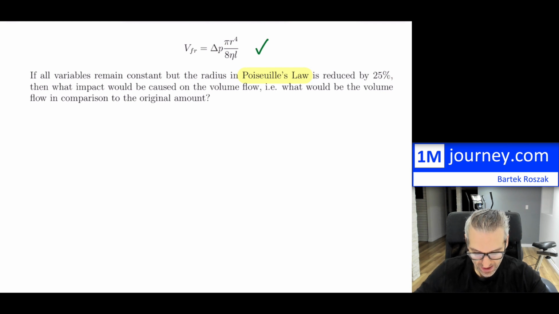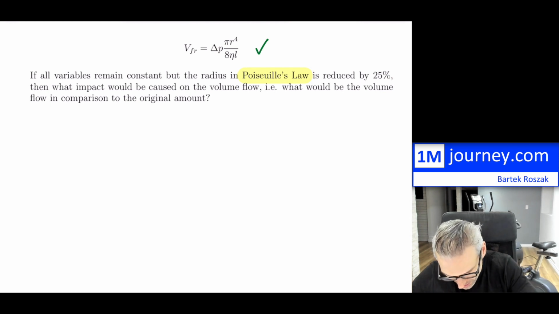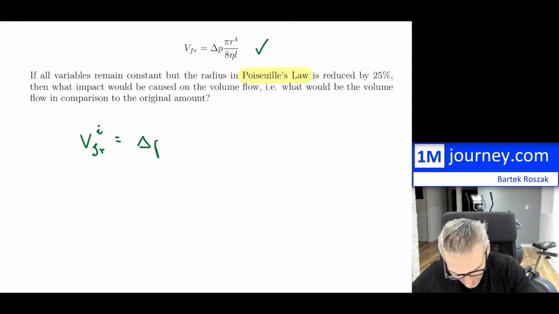Well, since we don't have any numbers, students typically will struggle with this, but please recall, your initial volume flow rate is equal to this, pi r to the 4 divided by 8 eta, times the length.